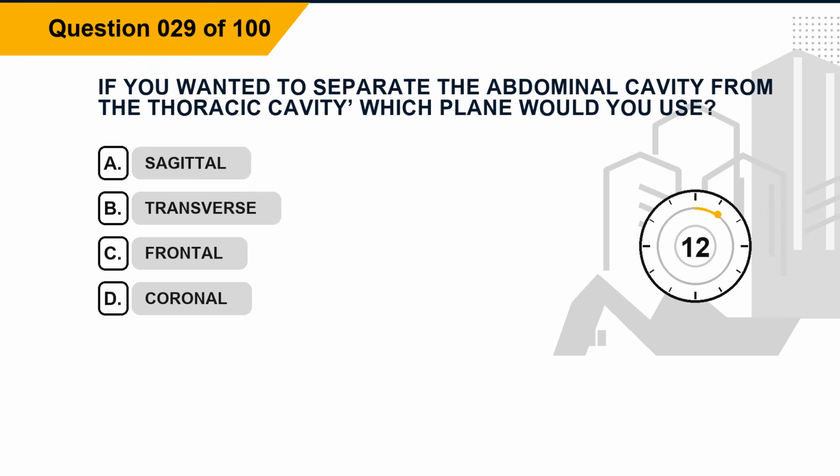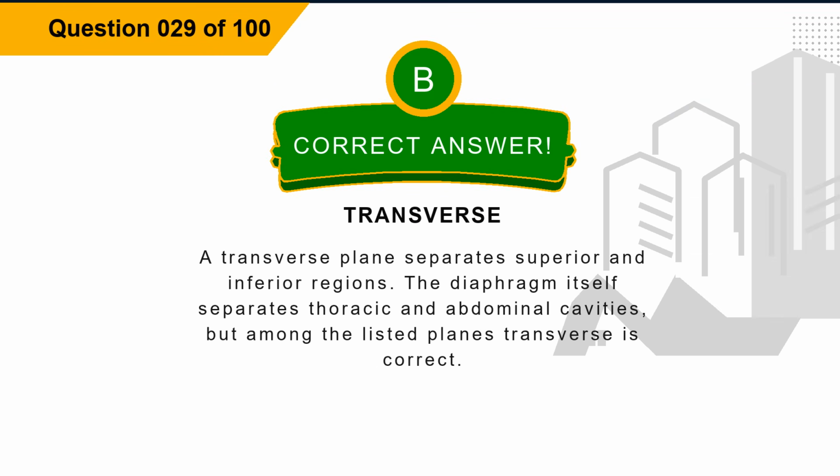Question 29. If you wanted to separate the abdominal cavity from the thoracic cavity, which plane would you use? Option A, sagittal. Option B, transverse. Option C, frontal. Option D, coronal. The correct answer is option B, transverse.